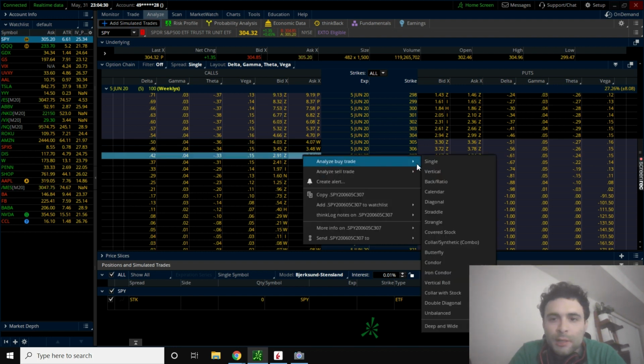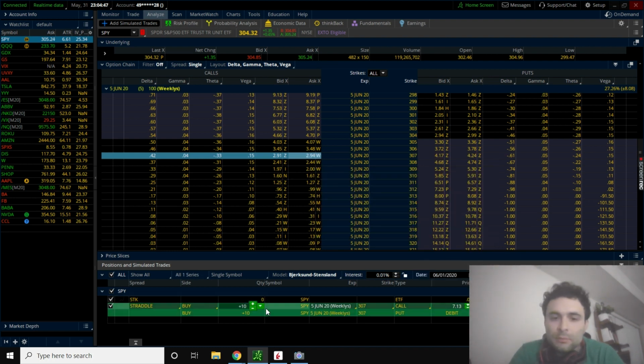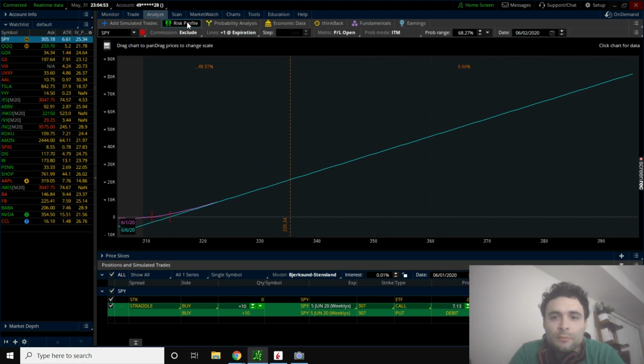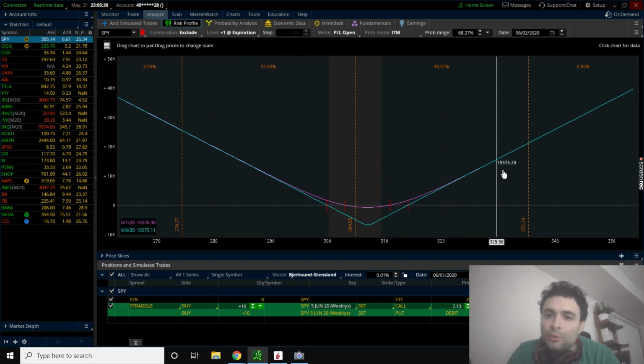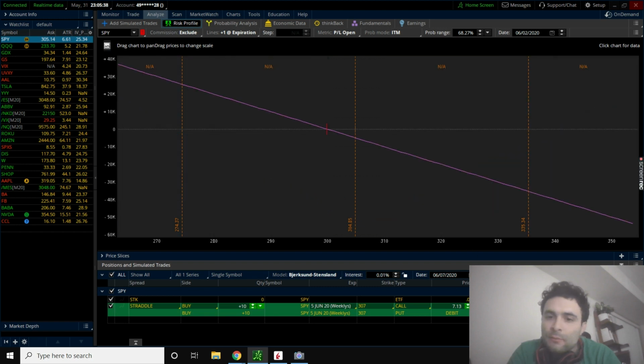Right click, analyze by trade, single, and you have different option spreads that you can do. Vertical, back ratio, diagonal, and they'll do them for you, right? You don't have to manually type in buy a call, buy a put. It'll pop up, boom, just like that. You want a risk profile, and it shows you your profit and loss for wherever the stock goes. The number right here is showing you your profit on that day, and it changes as you move the day forward.